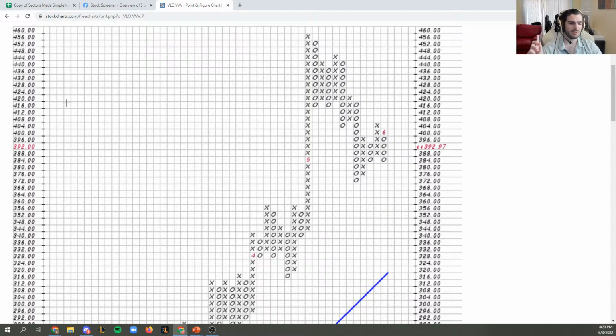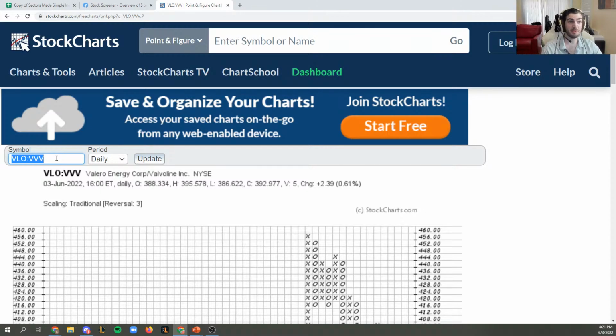If we want to see long-term, our most recent column above or below the previous is going to be this column of X's right here. That means that the short-term direction is negative. The long-term trend is positive. So short-term, Valero is not doing as well as Valvoline. Long-term, it's doing better. Now the cool thing about relative strength is we can flip them.